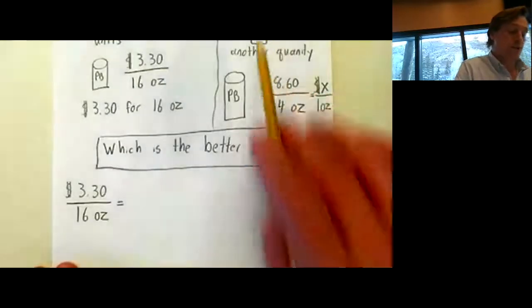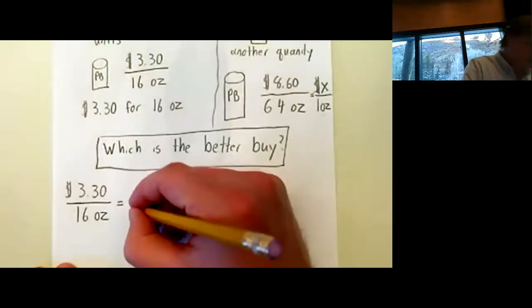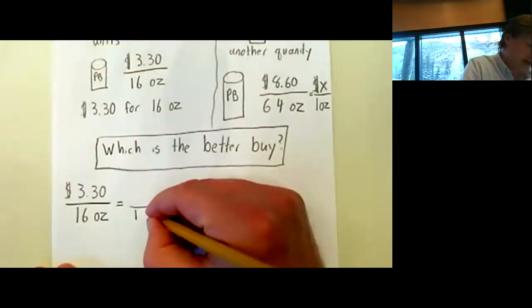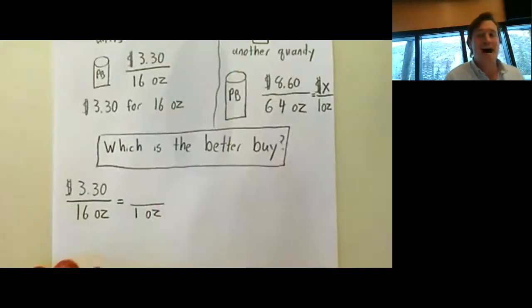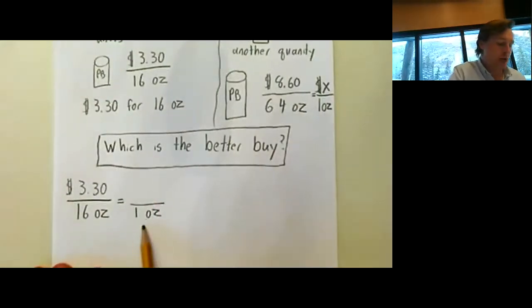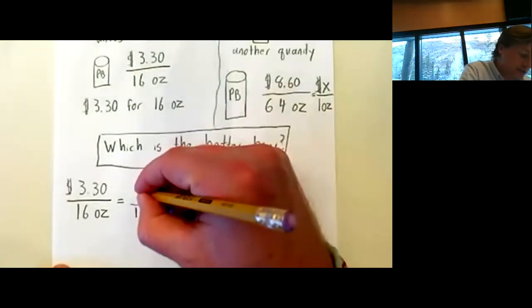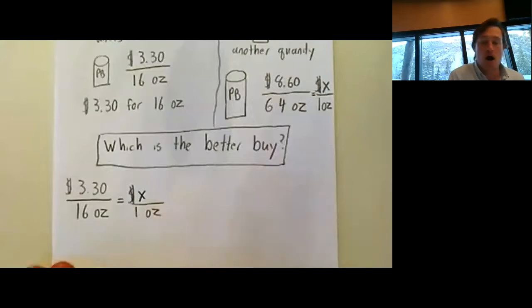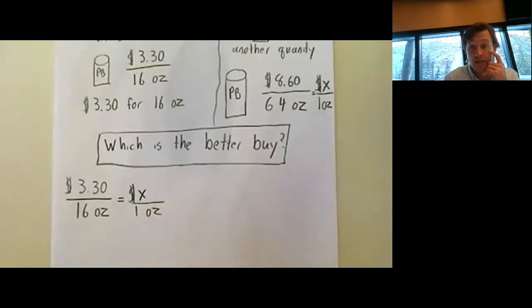So again, when we're talking about unit rates, we're talking about what 1 unit is. In this case, it's going to be ounces. We're not interested in what $1 is. We're interested in how much 1 ounce cost. So I need to figure out that X, the cost. The variable in this case is the unknown number, and we need to figure that out.